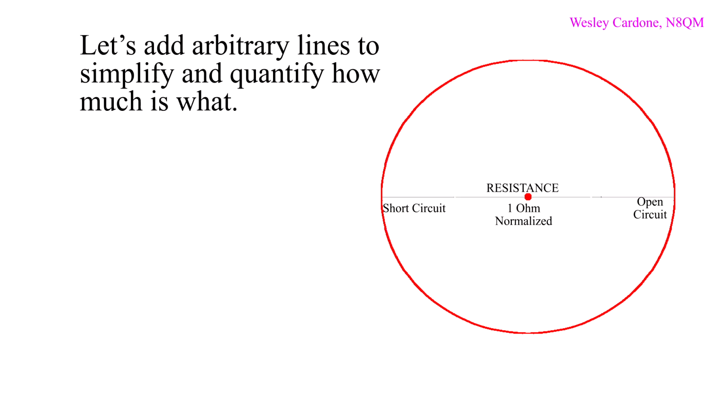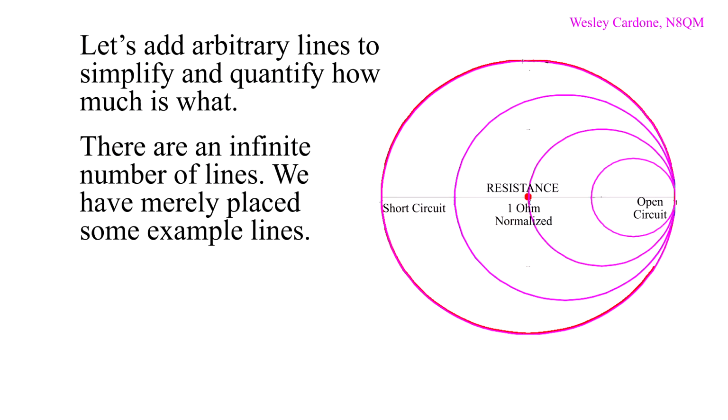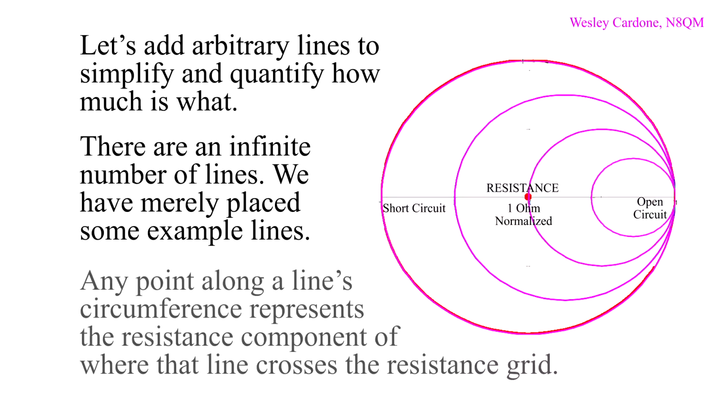To help read resistance values on the horizontal, we add a bunch of purple circles. For now, all that we care about are where those lines pass through the horizontal line. Values of resistance may be read from where these purple circles cross the horizontal. We can then interpolate fractional values between these cross points. Points actually lying on the horizontal line have no, or 0, imaginary content.